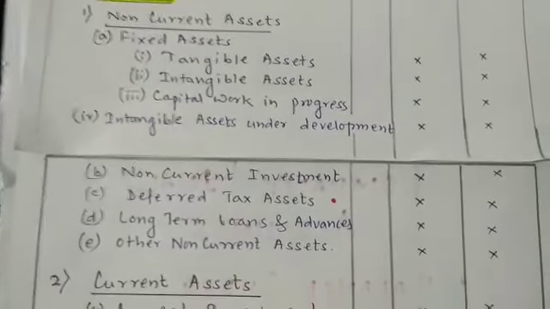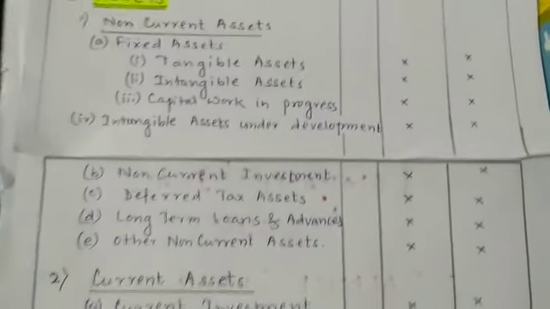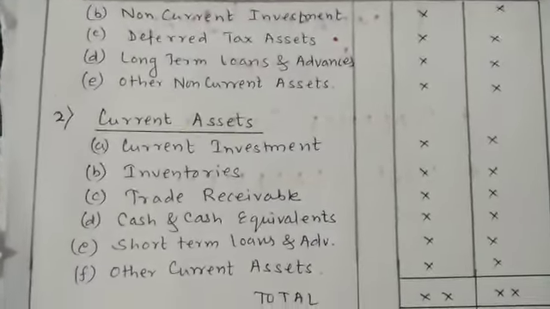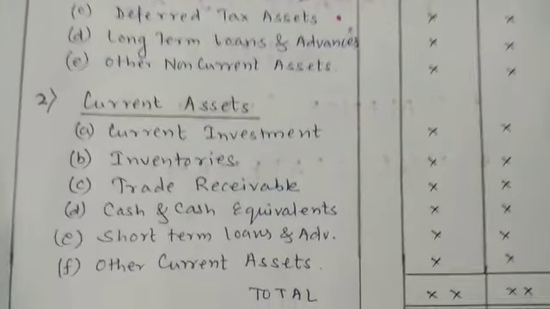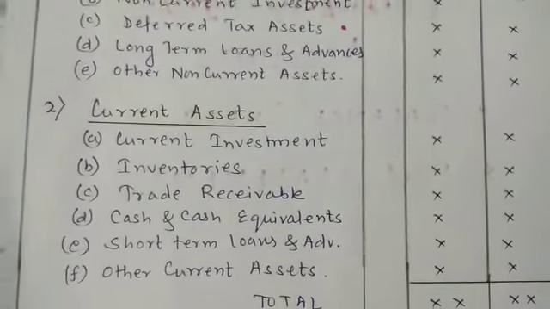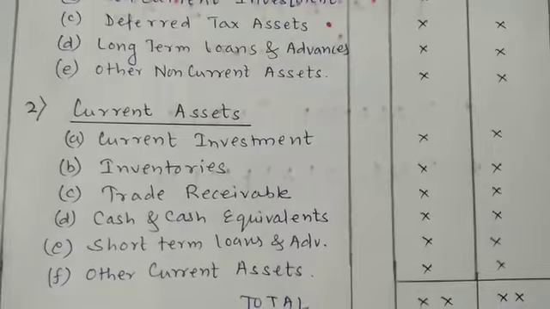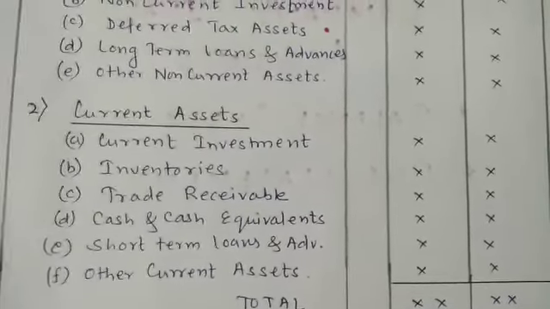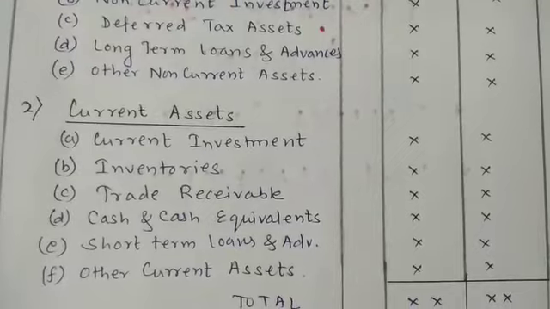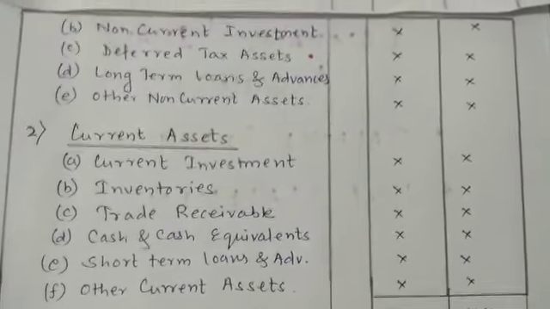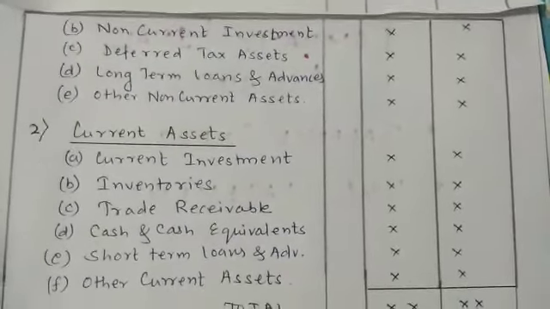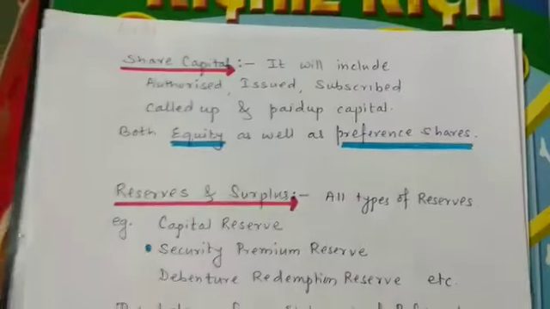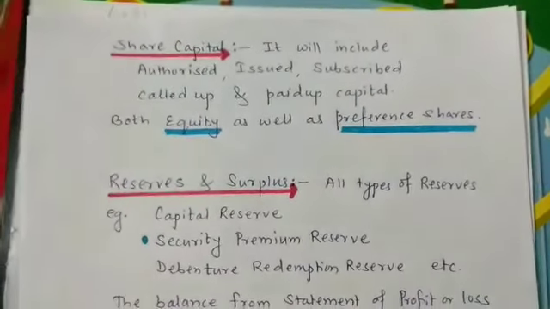The second heading in the assets is current assets. Current assets have the subtitles current investments, inventories, which are nothing but stocks, trade receivables, cash and cash equivalents, short-term loans and advances, and other current assets. I specifically repeat once again that the sequence of these headings and subheadings is important. Now let's discuss all these items in detail.